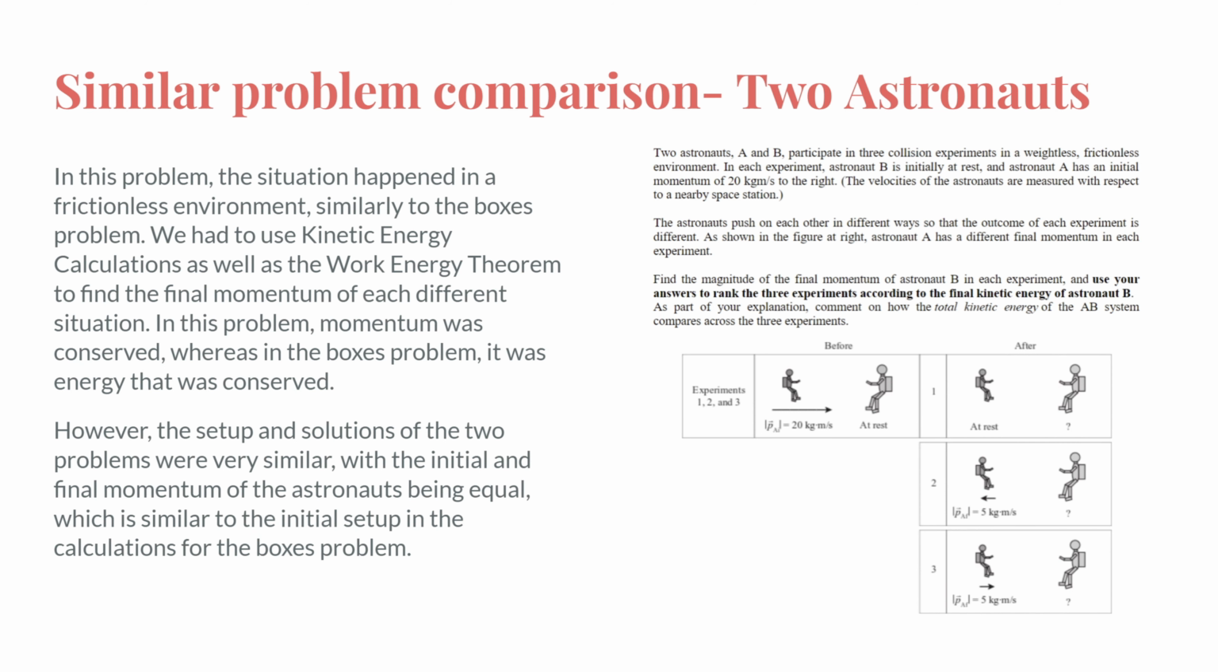I really like this problem because there were many different aspects to it, and it was very similar to this problem as well. The situation happened in a frictionless environment, just like the one with the boxes. We have to use kinetic energy calculations as well as the work energy theorem to find the final momentum of each different situation. In this problem, momentum was conserved, whereas in the boxes problem, it was energy that was conserved. However, the setup and solutions of the two problems were very similar, with the initial and final momentum of the astronauts being equal, which is similar to the initial setup in the calculations for the boxes problem.